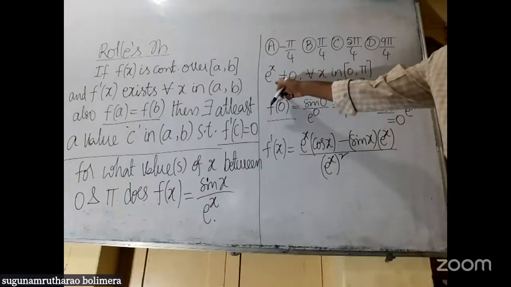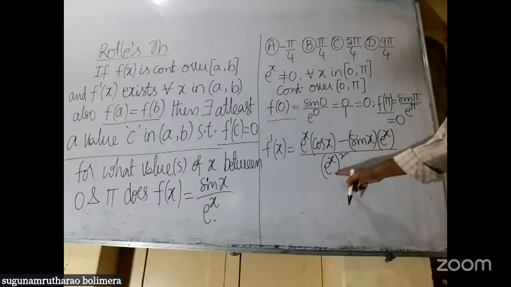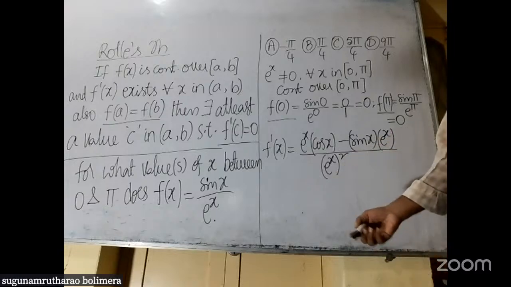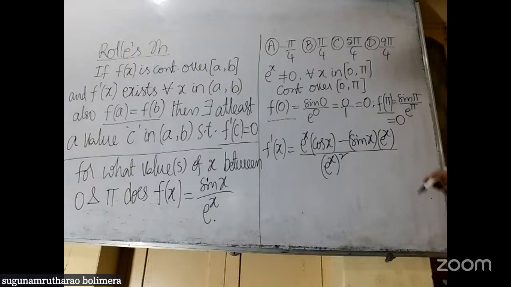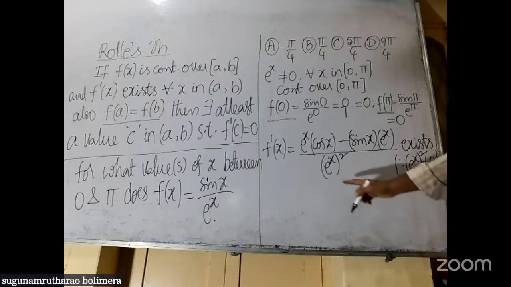Now as e power x is not equal to 0, e power x whole square is also not equal to 0. So therefore it exists, it is finite, since e power x whole square is not equal to 0, whatever the value of x may be. Now the denominator is not equal to 0.